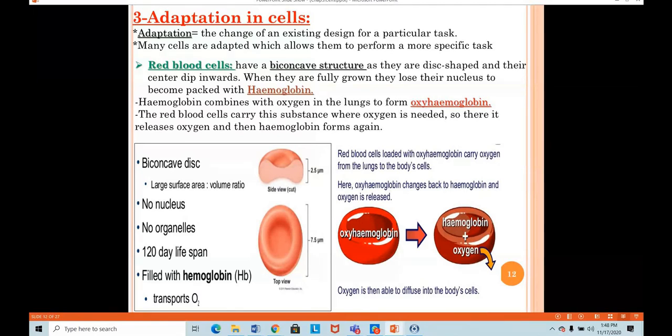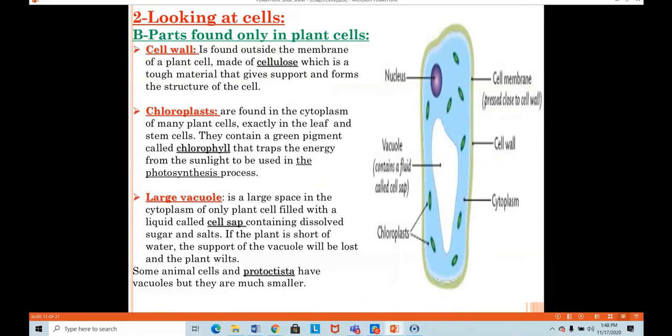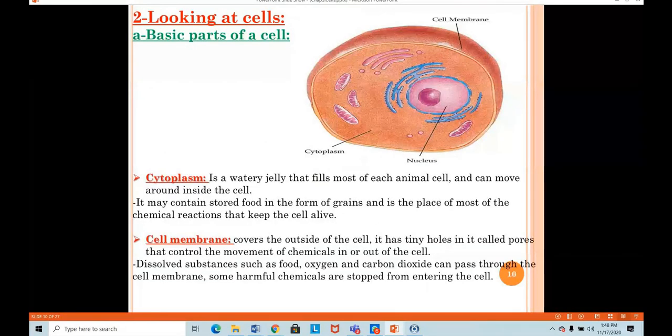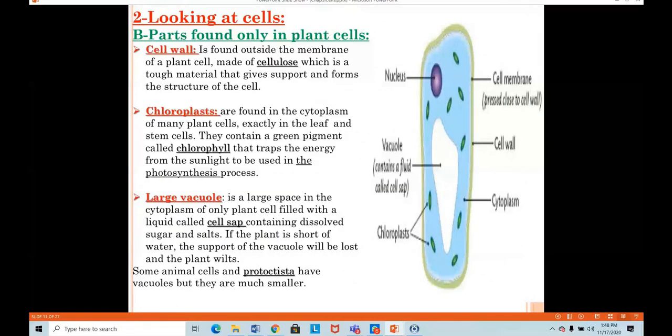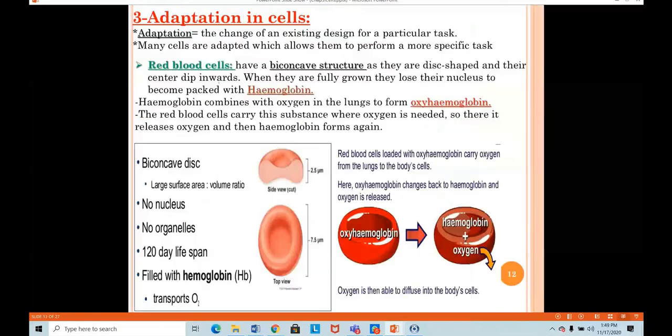So you just need to know that the basic parts of a cell are the nucleus, cytoplasm and cell membrane, which are present in both animal cell and plant cell, and you need to know their functions. Similarly, the organelles which are present only in a plant cell are the cell wall, the chloroplast and the large vacuole, which are absent in an animal cell. Clear, girls?